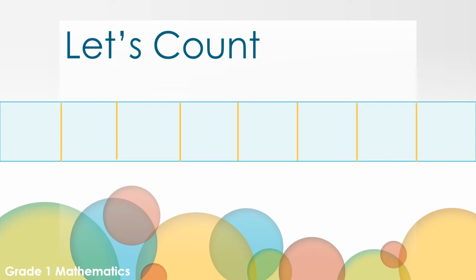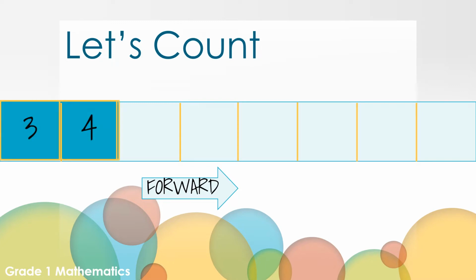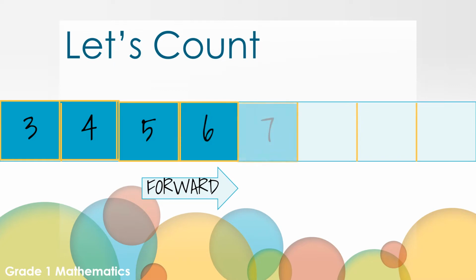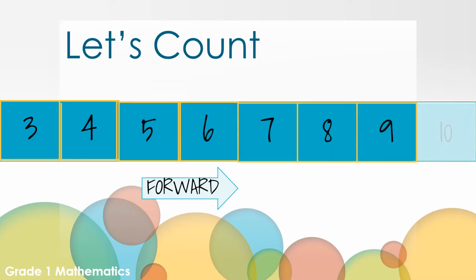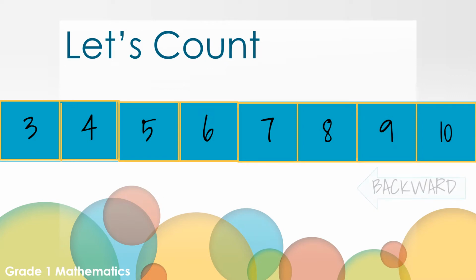Today we're going to warm up by counting. This is a number track, and the numbers will appear and disappear as we count the first time. We're going to start at 3, and I wonder what will be the last number we can say. Let's count forward to find out. 3, 4, 5, 6, 7, 8, 9, 10. Now let's count backwards. 10, 9, 8, 7, 6, 5, 4, 3.